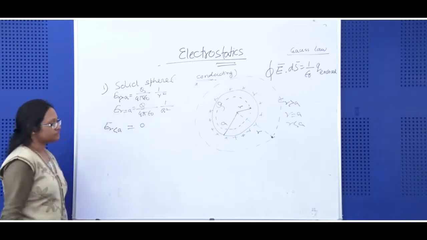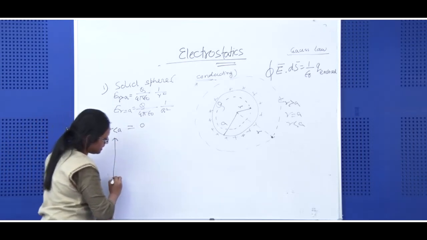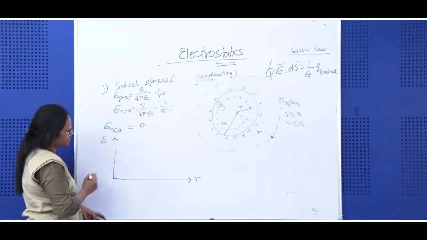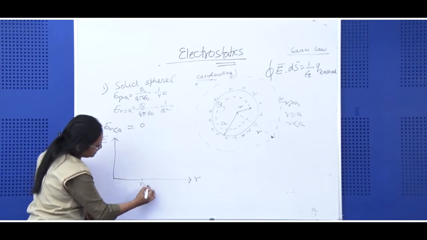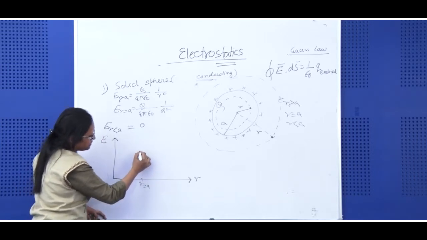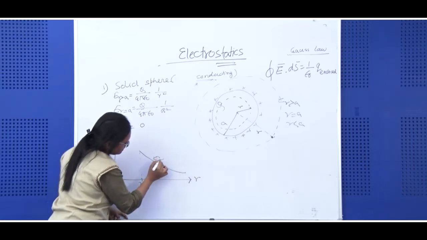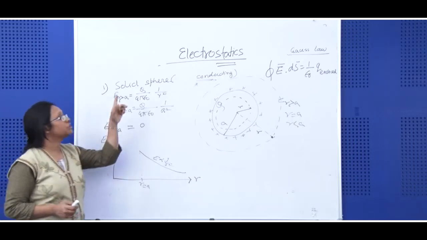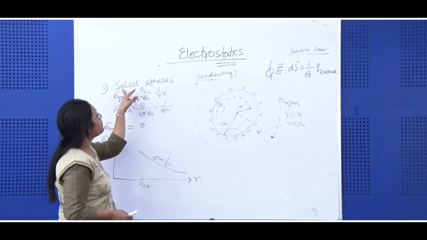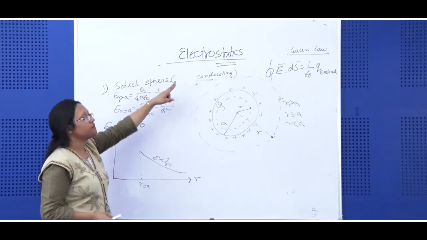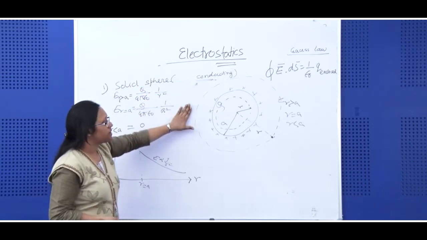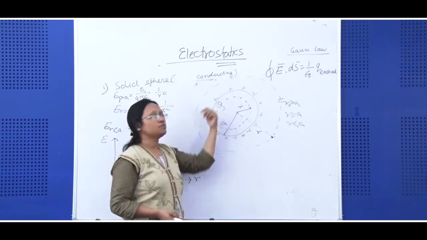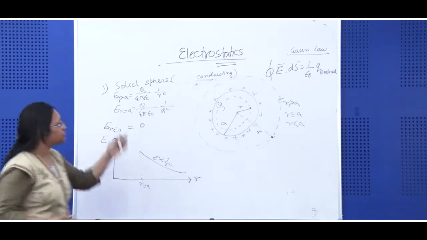Now if we want to draw the graph in this case for radius r, and this is the electric field E, up to r is equal to a it is 0, and above this it will vary with 1 by r square. So we have seen two applications of Gauss law, one for a solid sphere non-conducting, one for a solid sphere which is conducting. You can also take this problem the same as a hollow insulating sphere where Q is the charge distribution. The answer will be the same for that.